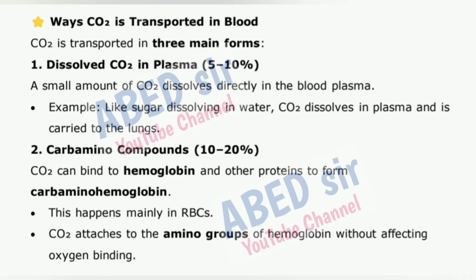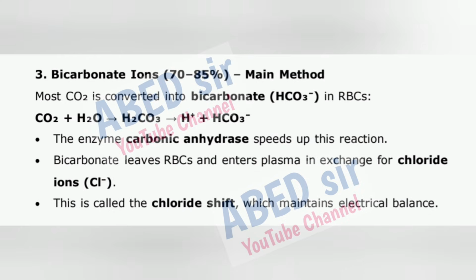This happens mainly in RBCs. CO2 attaches to the amino groups of hemoglobin without affecting oxygen binding. 3. Bicarbonate ions, 70–85%, main method. Most CO2 is converted into bicarbonate, HCO3-, in RBCs.